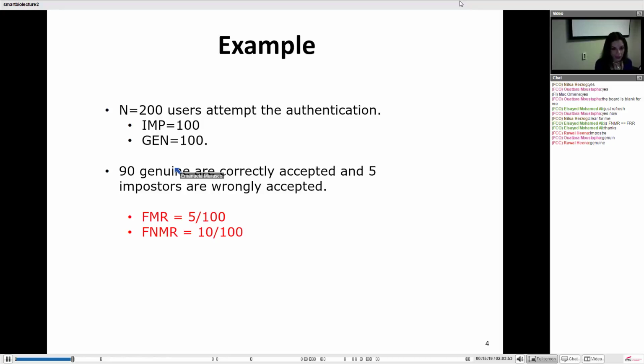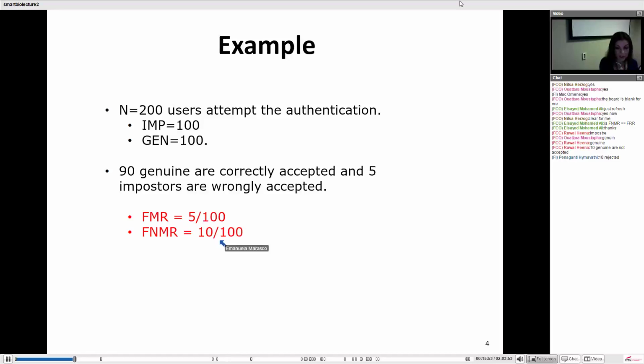But what about the error rate? 10 genuine are wrongly rejected. So we have here false non-match rate or false rejection rate. Yes, I see that you are writing very good comments that you are following me. So 10 genuine are rejected, which is wrong because the truth is that they are genuine. And then false non-match rate will be the number of genuine wrongly rejected divided by the total number of genuine.